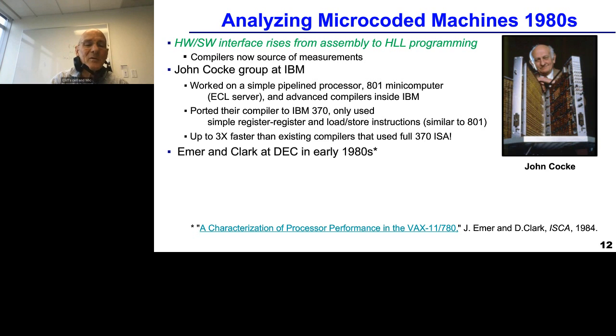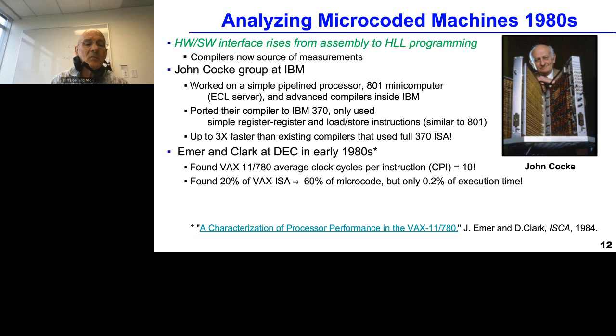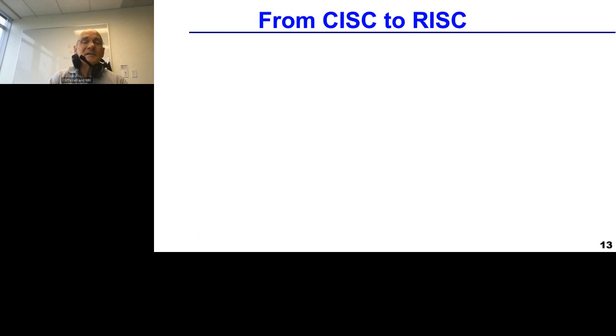Researchers at Digital Equipment, where the VAX was made, measured the VAX and found, first of all, surprisingly, it took a lot of clock cycles to execute the average instruction, 10. They had expected it would be maybe 5. And when they looked at the microcode, they found that about 20% of this complicated instruction set was most of the microcode, but almost never executed. So that called into question just how valuable are these complex microcoded instruction sets.